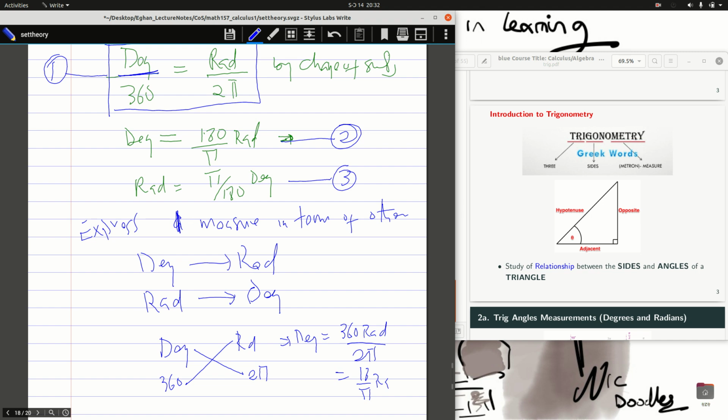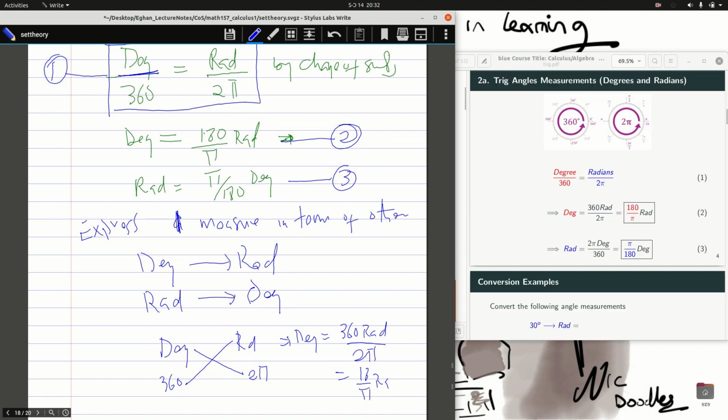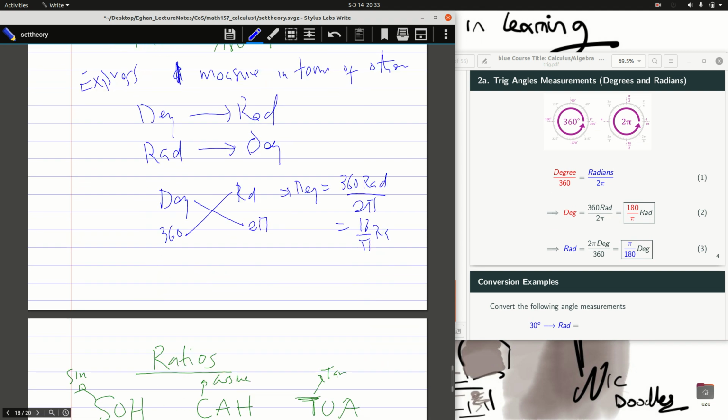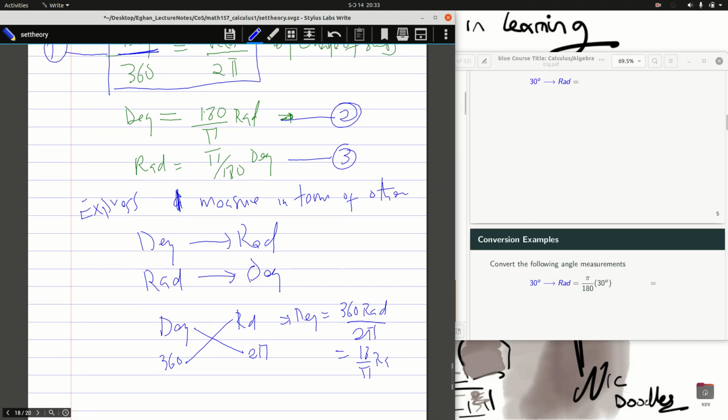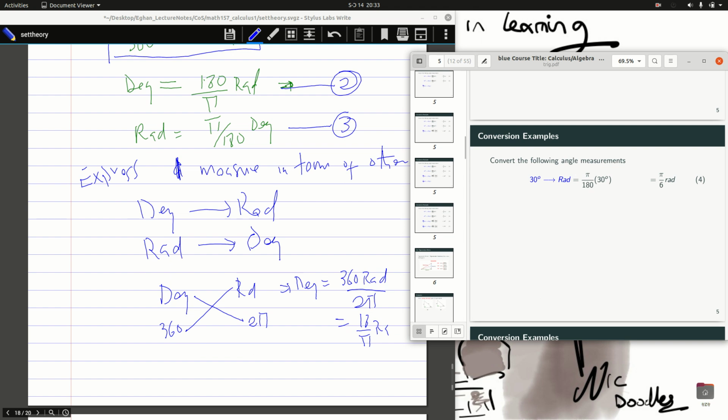Okay. So that is what I have already talked about for equations 1, 2, and then 3. That is the conversion, moving from one measure to the other, as simple as that. So let's take examples here. Let me move straight to the slide. I think slide 5.